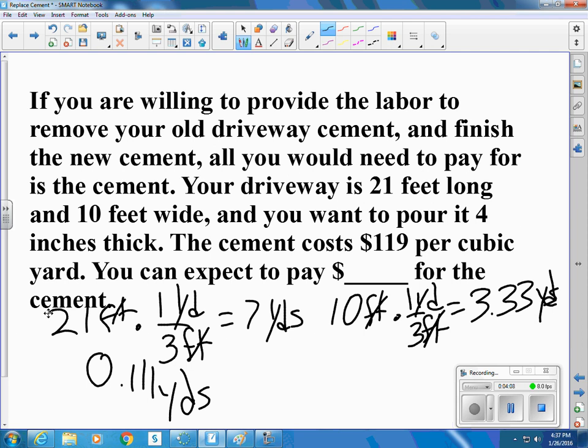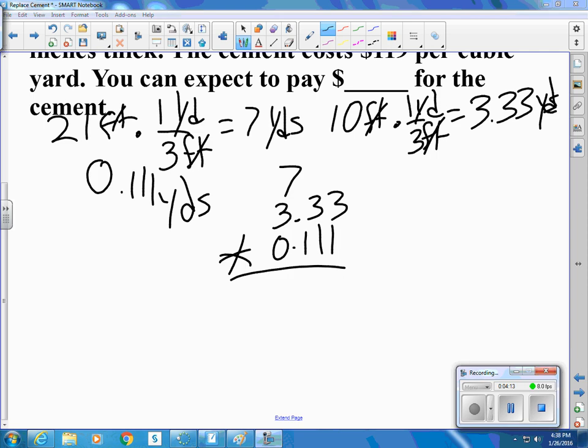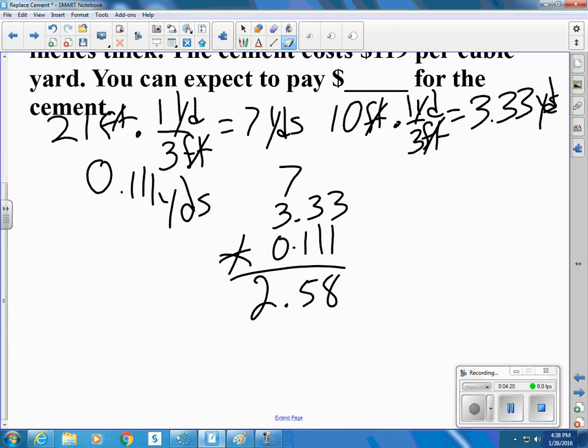So let's go ahead and multiply those 3. That turns out to be 2.59 cubic yards. And they would probably have you order 3 cubic yards.